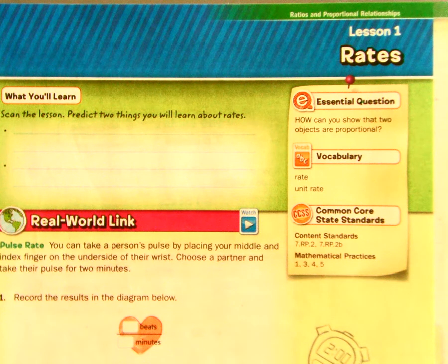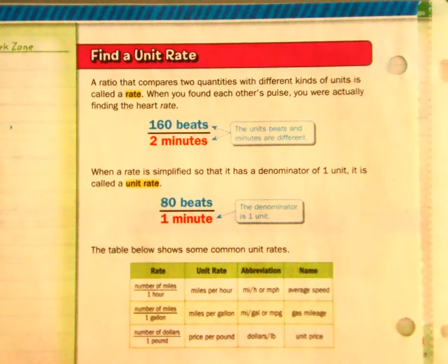Lesson 1.1, Rates. We're going to find unit rates.